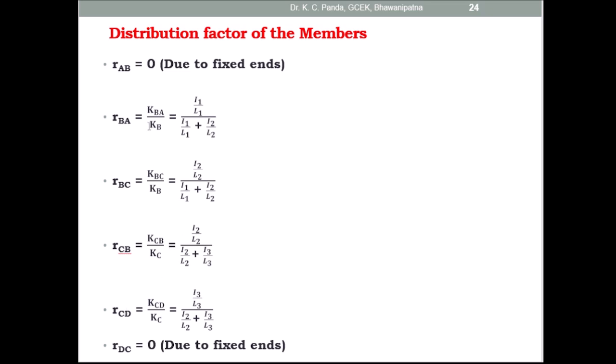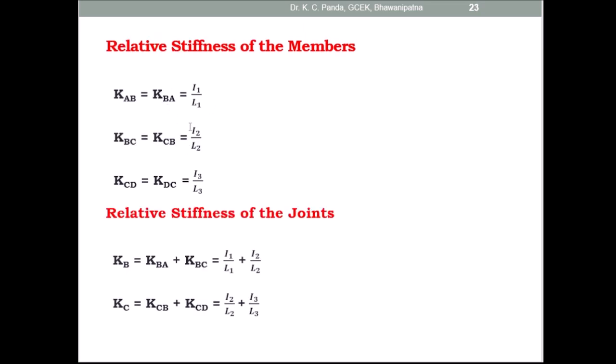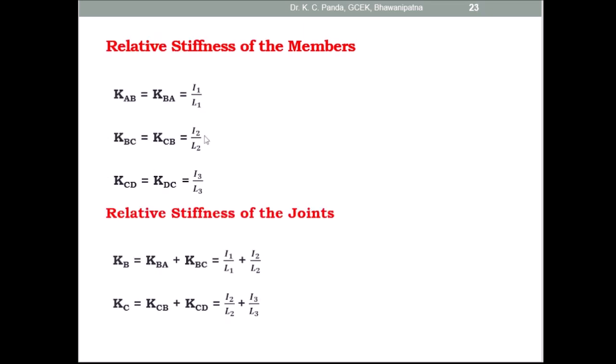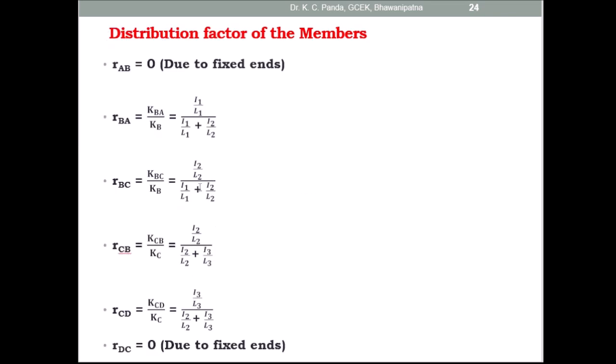So RBA is equal to KBA divided by KB. So KBA is I1 by L1, and KB is I1 by L1 plus I2 by L2. Similarly, RBC is equal to KBC divided by KB. So KBC is equal to I2 by L2, and KB is equal to I1 by L1 plus I2 by L2.